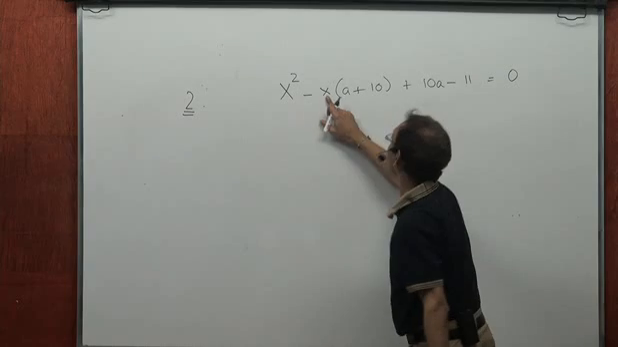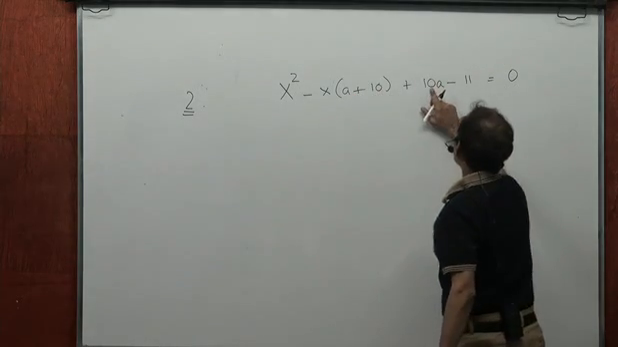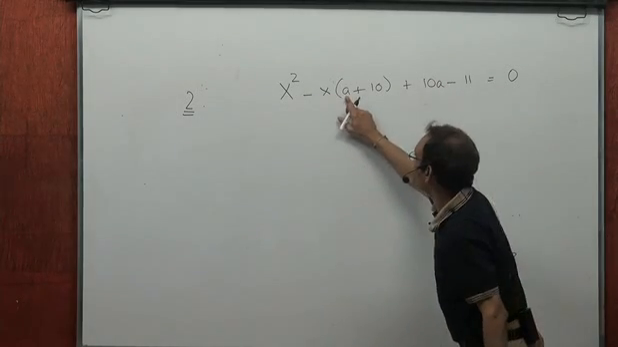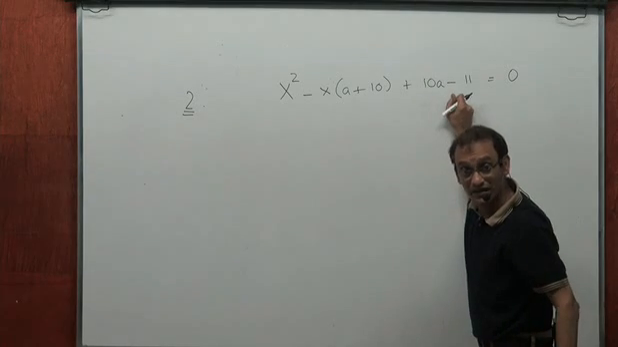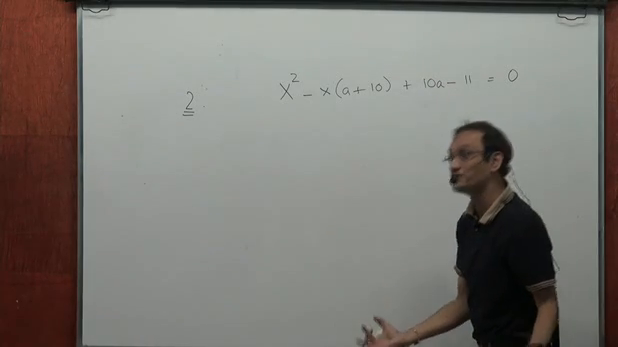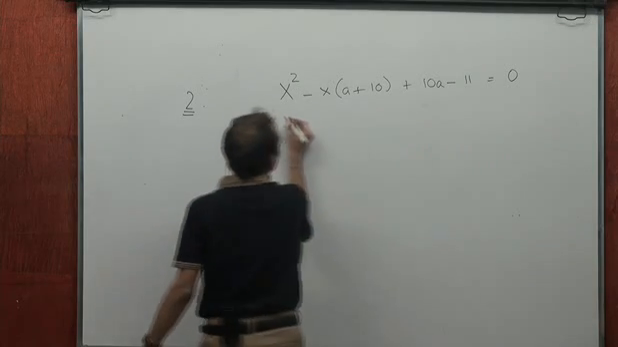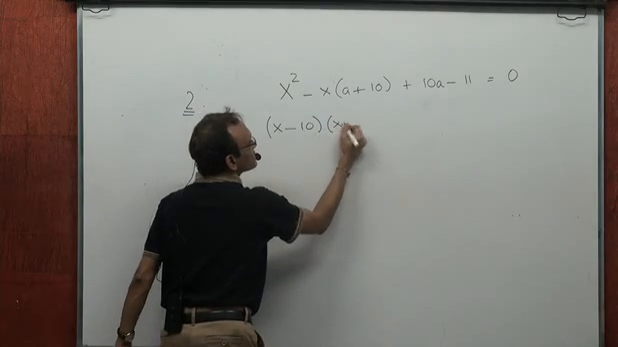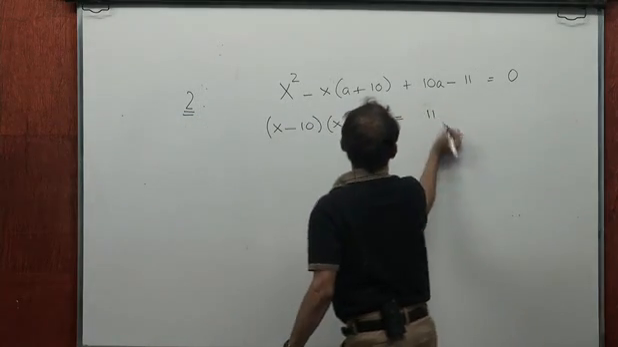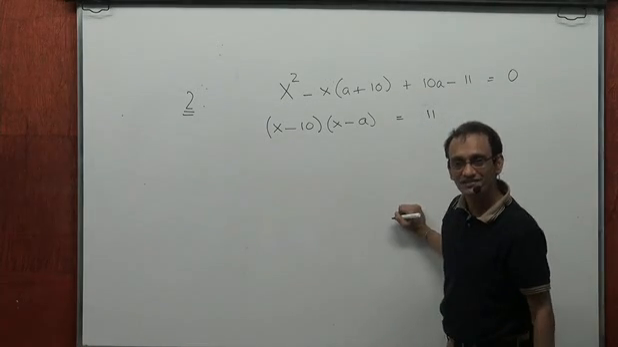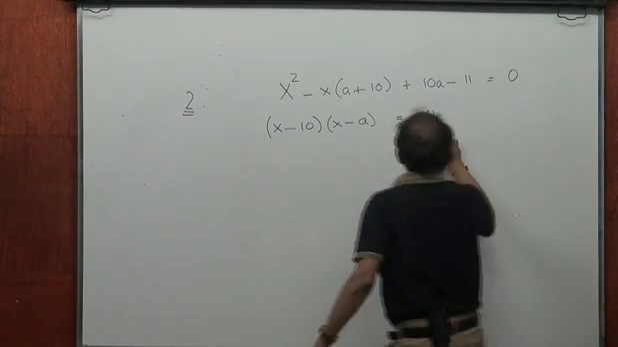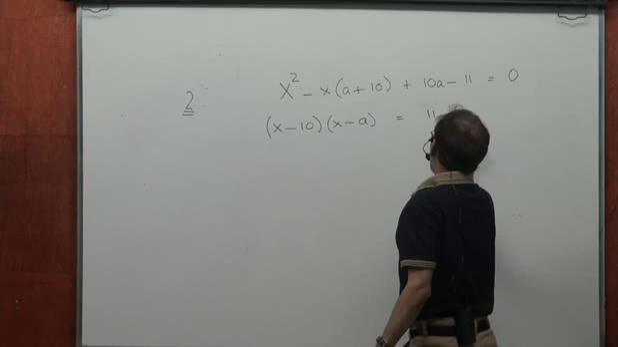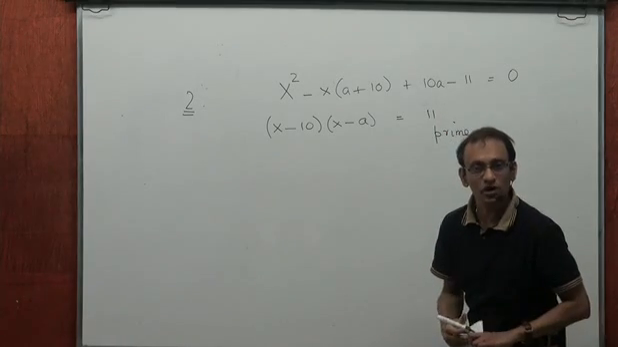Remember this template? x squared minus x into (London plus Patna) plus London Patna. Isn't it? x squared minus x into (London plus Patna) plus London Patna is going to be x minus London into x minus Patna. Clear? So the left hand side is expressible as x minus 10 into x minus a equal to 11. Now 11 is a prime number. Yes or no?